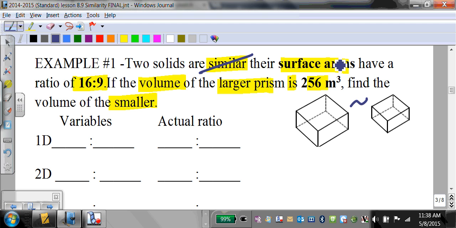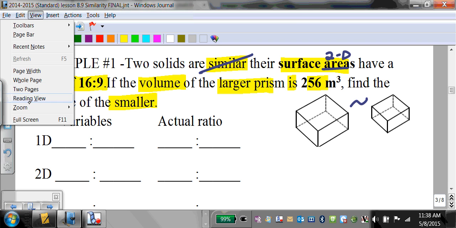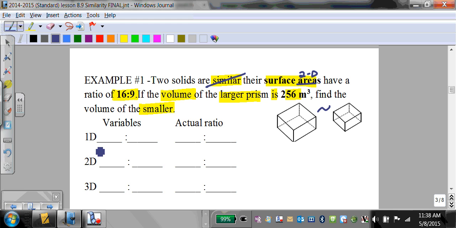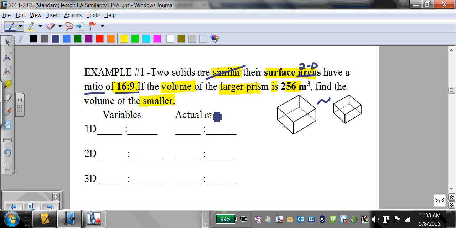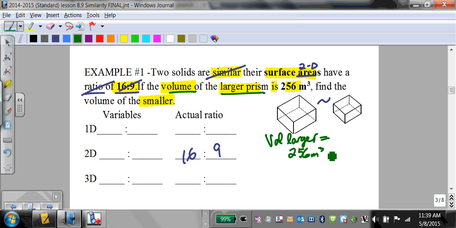Areas. How many dimensions? 1, 2, or 3? Area. Right above that, we're going to write 2D. So that means I come down to this list, and I write down the ratio of my area. I'm in the second dimension. Okay, so boom, boom. The volume of the larger prism, so I write volume larger, I actually label it, equals 256 meters cubed. I've written that down, notice.